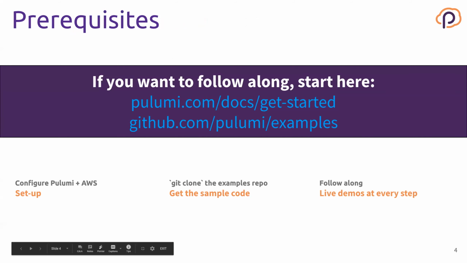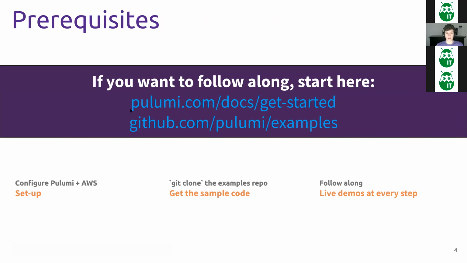So, prerequisites. Some of this material was sent out ahead of time, but if you're still curious and want to follow along and you haven't done this yet, I'll leave this up here for a second. You can walk through pulumi.com/doc/getting started. This will help you download the Pulumi CLI and get set up with the AWS CLI. We have installation instructions for Mac, Linux, Windows, etc.